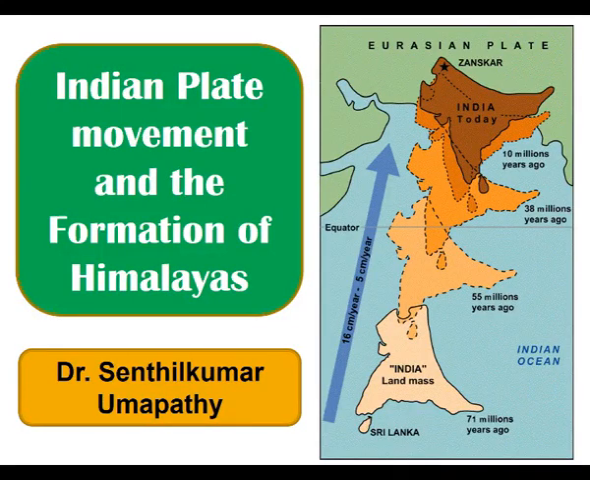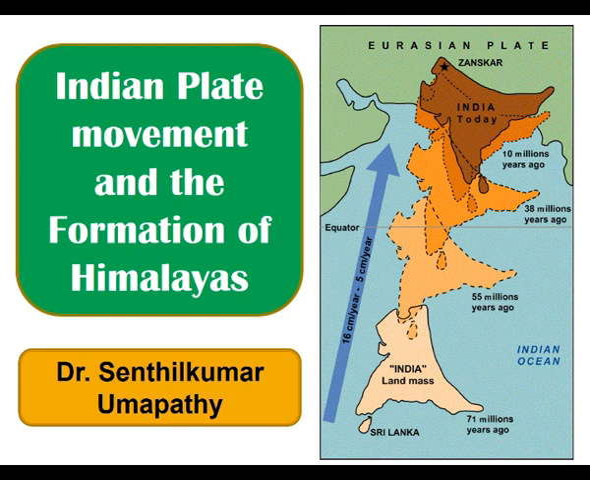Today I am going to talk about Indian plate movement and the formation of Himalayas, in continuation of the last class on continental drift. In the last class, we discussed the continental drift hypothesis proposed by Alfred Wegener, and also his research, exploration and expeditions to collect evidence to prove it. According to him, Pangaea was a supercontinent. Later it split into two, Eurasia and Gondwana.